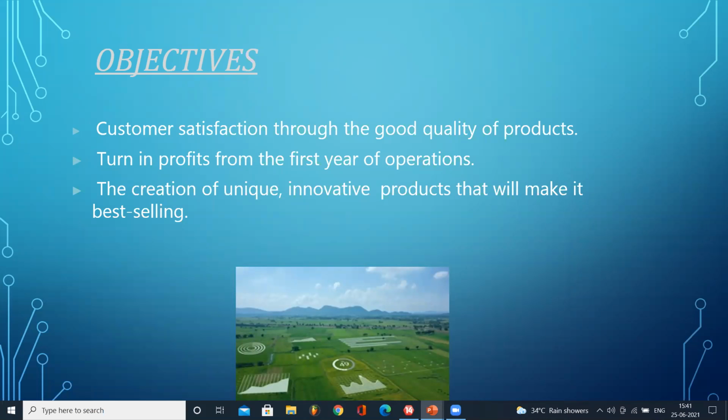The next slide represents some objectives that can be achieved through the project, and they are customer satisfaction through good quality products, turning into profits from the first year of operation, and making the current unit and international product best selling. Please move on to the next slide.